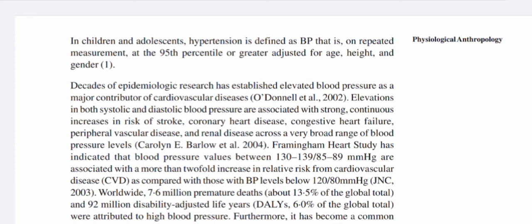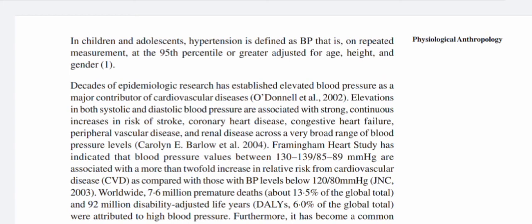blood pressure levels. Caroline E. Barlow et al. 2004. The Framingham Heart Study has indicated that blood pressure values between 130 to 139 systolic and 85 to 89 diastolic mmHg are associated with a more than two-fold increase in relative risk from cardiovascular disease, CVD, as compared with those with BP levels below 120 over 80 mmHg.